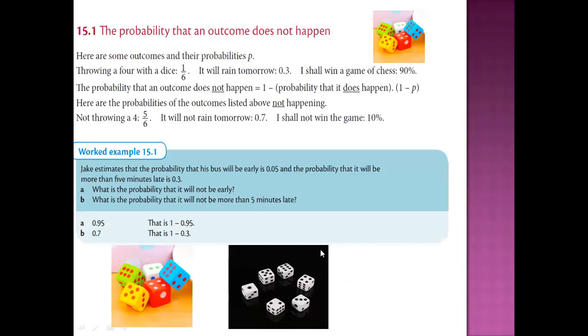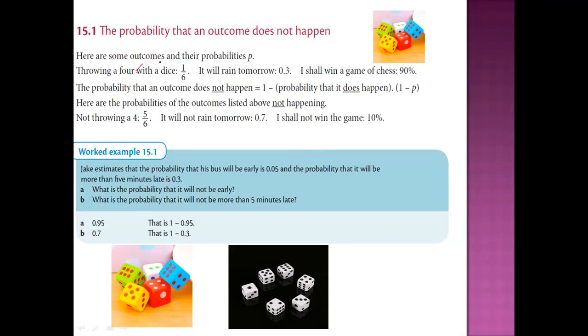Okay, 15.1, the probability that an outcome does not happen. What does it mean? Outcome is like result. Doesn't happen, okay, in the future. So here, where's my pen? Okay, here are some outcomes and their probabilities P. Now let's start our lesson.